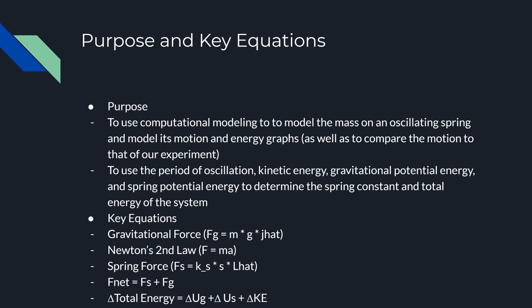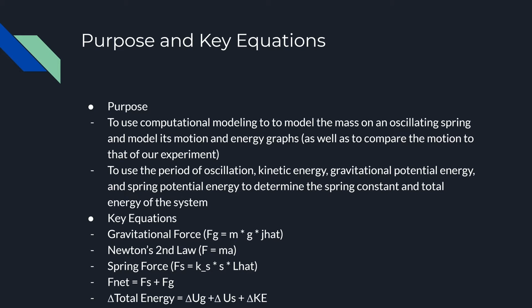So the main purpose of this lab was to observe a mass oscillating vertically on a spring while swinging in an arc, and then to compare the experimental results from that to a computational model that we make in GlowScript. Additionally, we use the period of oscillation, kinetic energy, gravitational potential energy, and spring potential energy to determine the spring constant and the total energy of the system.